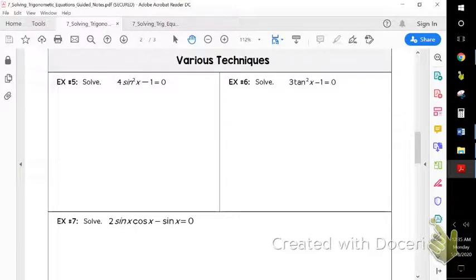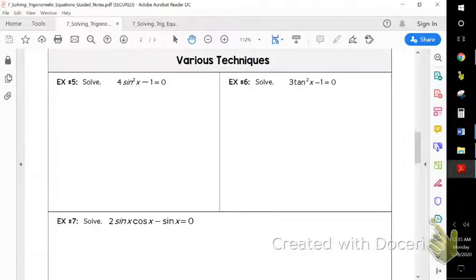Okay, so now we're going to look at some various techniques. Remember, anything we did to solve algebra equations, we can do to solve trig equations, okay? The only difference is in trig equations, we have to keep going. Once we get sine of x equals, or cosine of x equals, or tangent of x equals, or whatever the trig function of x equals, then we have to actually find what that angle is. But anything we use to solve algebraic equations, we can use to solve trig equations.